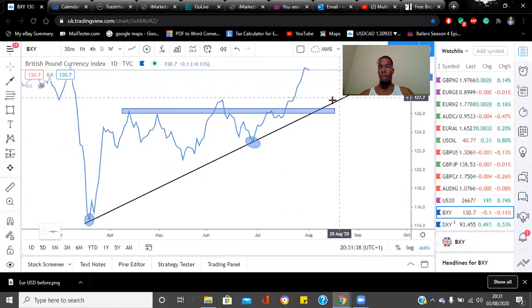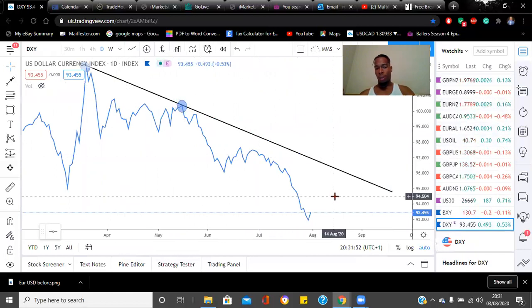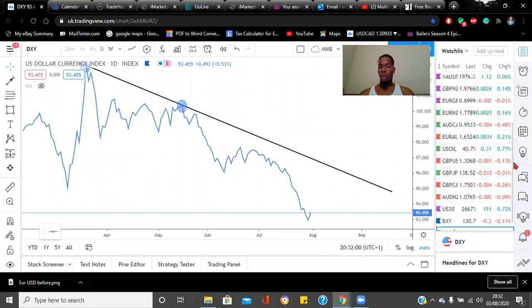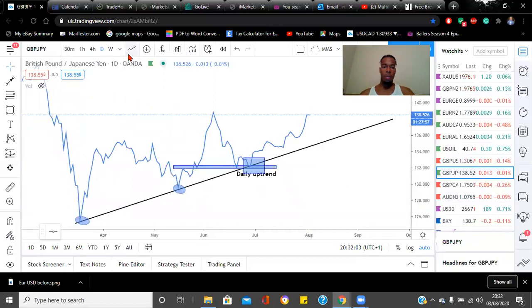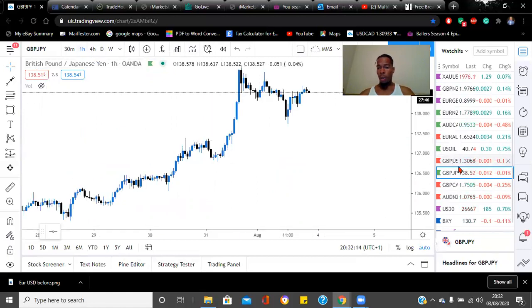So what that means is that if the pound is going up, anything that starts with GBP, you can use it as another confirmation to get into buys. With the DXY, the dollar index, the dollar's going down. Use that as a confirmation to get in for sells with anything that starts with USD. So look, GBPJPY should be going up as the pound's going up. And look, it does pretty much look like what we saw on the BXY. It's going up.